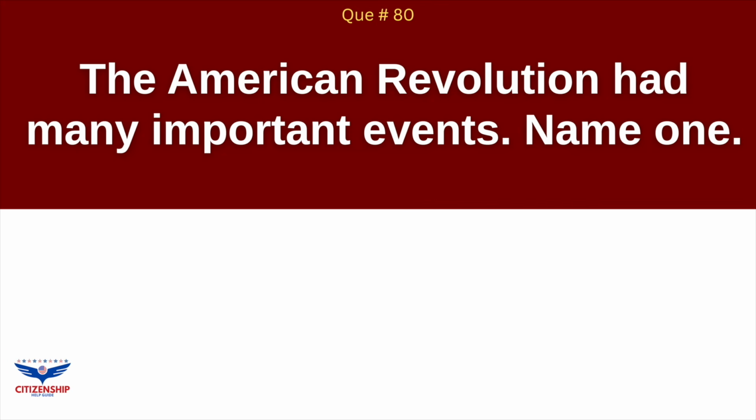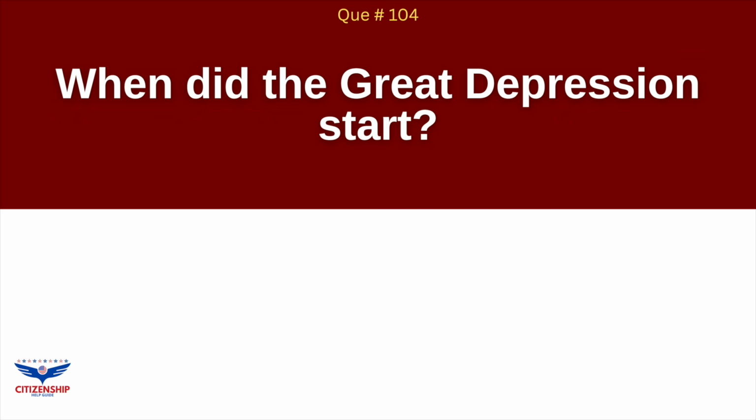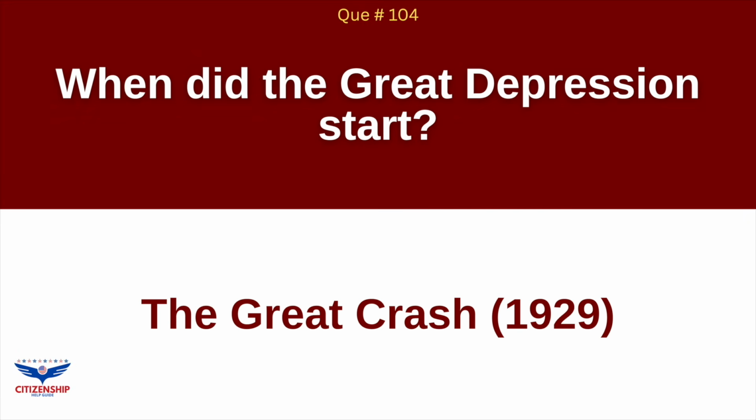The American Revolution had many important events. Name one. Battle of Bunker Hill. When did the Great Depression start? The Great Crash, 1929.